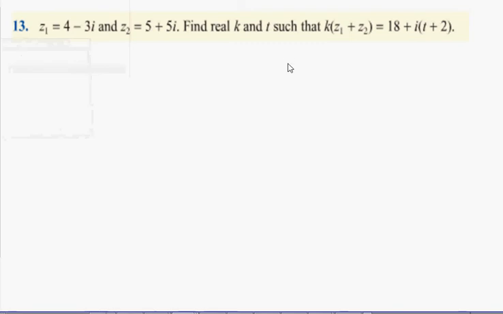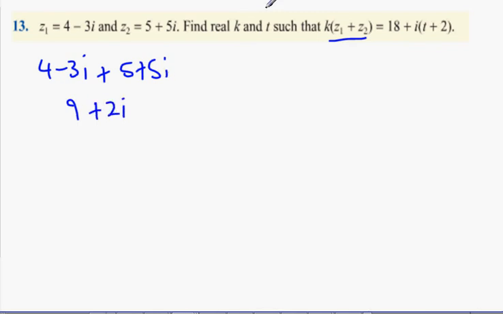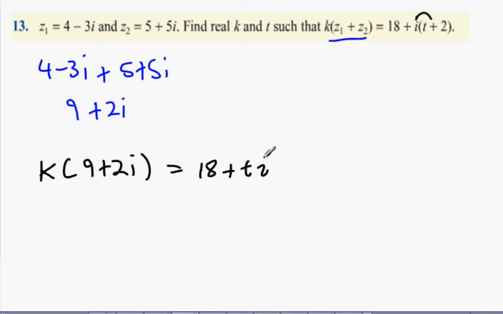z1 and z2 are two numbers. Find the real numbers k and t such that k times (z1 plus z2) equals 18 plus i times (t plus 2). Okay, so here's what we're going to do. We're going to add z1 and z2 together. So we're going to get 4 minus 3i plus 5 plus 5i. When we do this, we're going to get 9 plus 2i. Once we do that, we're going to put it in. So it's going to be k times the answer, which is 9 plus 2i, equals 18 plus i times (t plus 2).